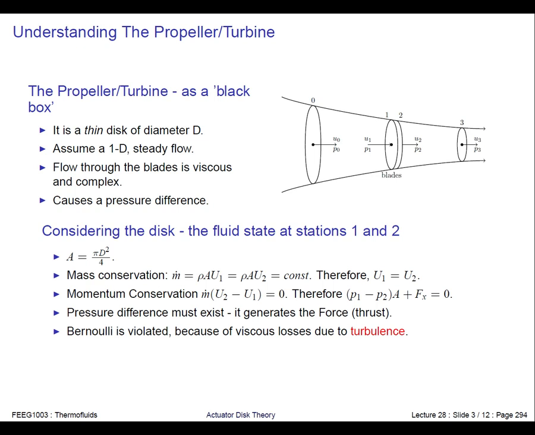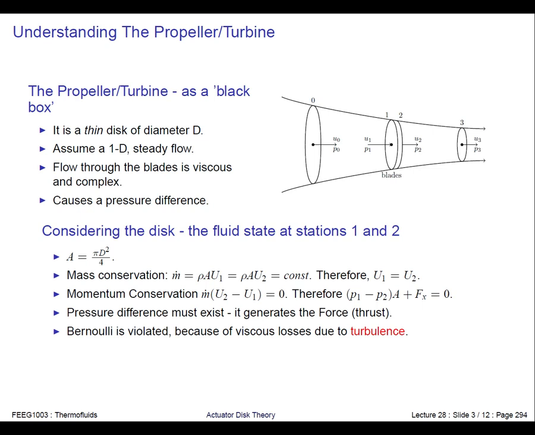So let's think about what is going on across our disk. Our disk has a cross-sectional area, the diameter of the blades is d, and we can assume that there's a certain velocity going into the disk and a certain velocity going out of the disk, and effectively this is a cylinder of constant area, and given that the density and the area are the same, that means that U1 must be equal to U2, and there's constant velocity across our actuator disk.